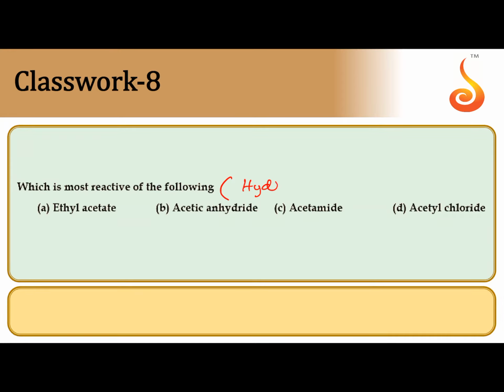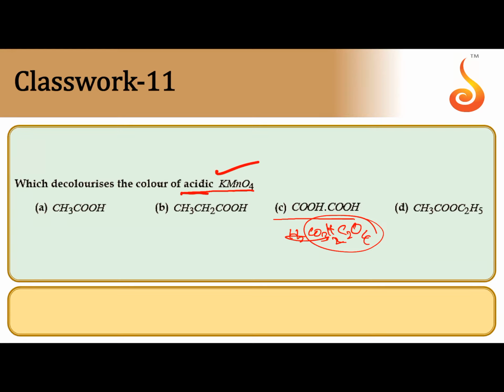Which of the following can decolorize acidic potassium permanganate? Let us take H2CO3, H2C2O4, oxalic acid, a reducing agent. It can reduce potassium permanganate. So potassium permanganate can oxidize oxalic acid to carbon dioxide. At the same time, oxalic acid can reduce potassium permanganate to Mn2 plus ions. So it undergoes reduction only by oxalic acid. That's why the correct answer is C.